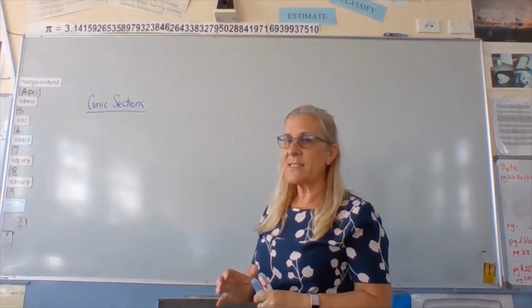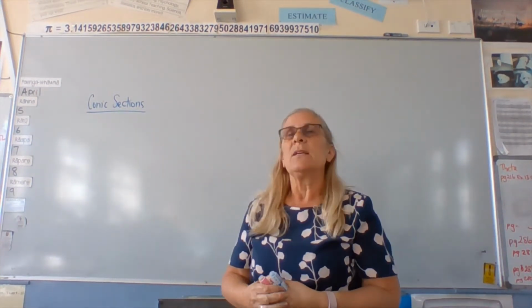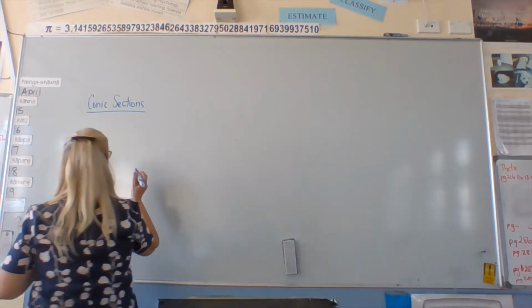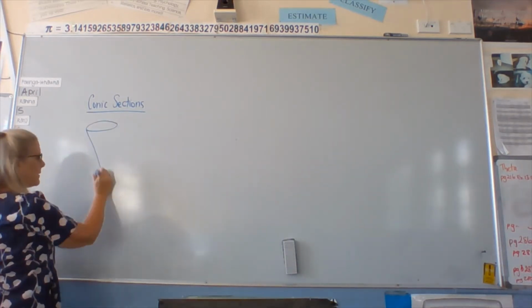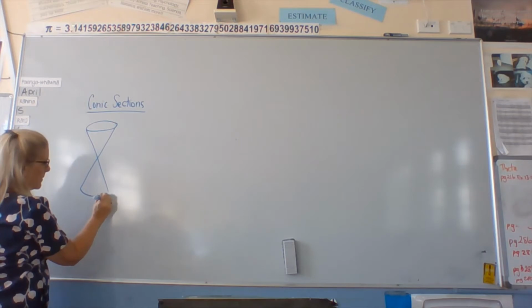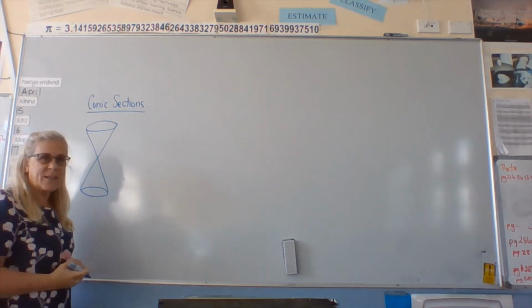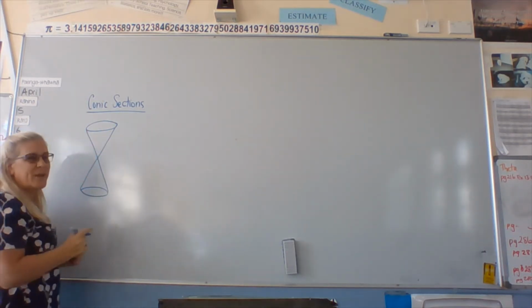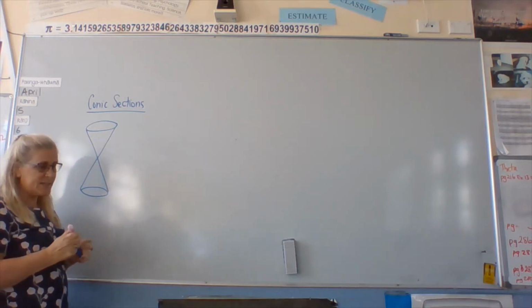Okay, so now we start in on the conic sections. So what we've got is a cone, right? Double-sided cone like that. This cone, if we cut it up, gives us our conic sections.